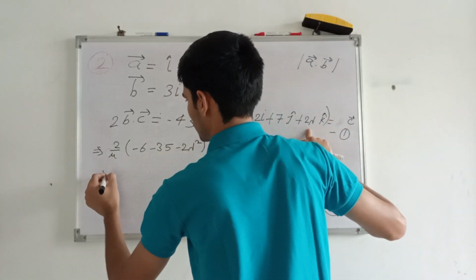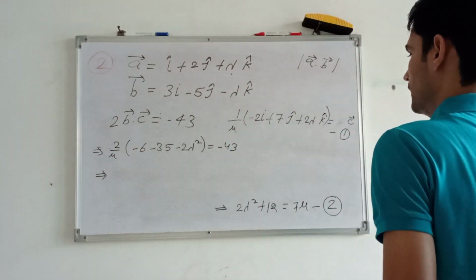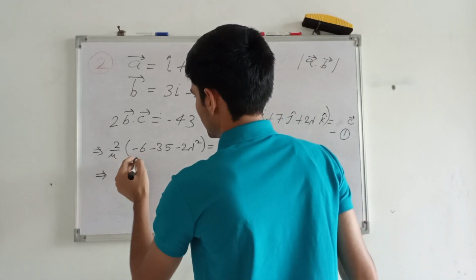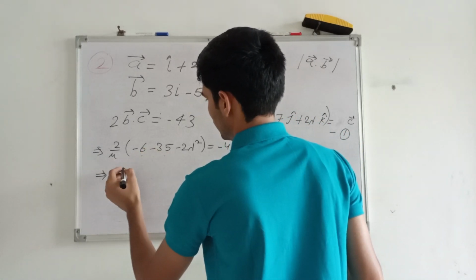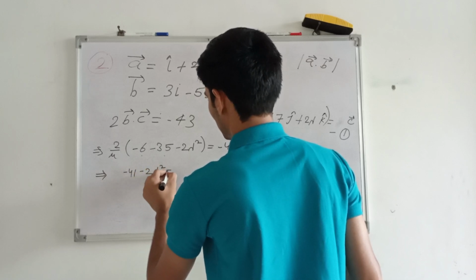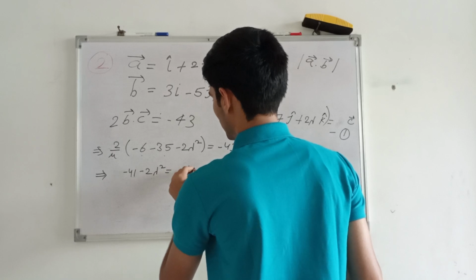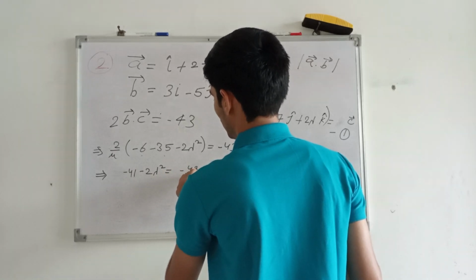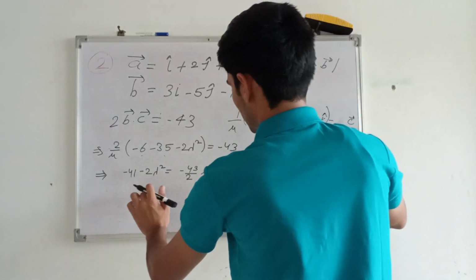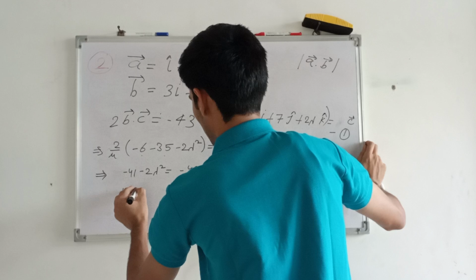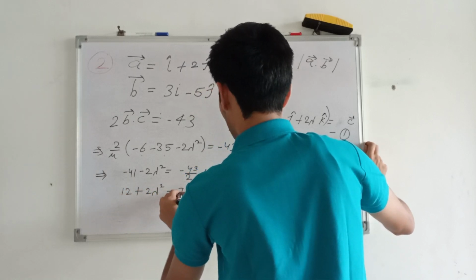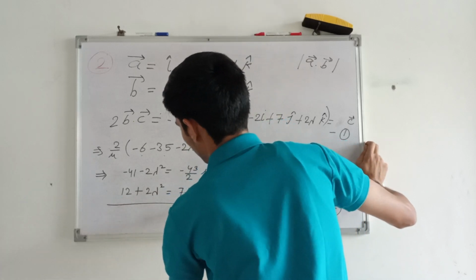Bring this 2 by mu to this side, what we will get? Minus 6 minus 35 will become minus 41, minus 2 lambda square is equal to minus 43 by 2 mu. So we have these two equations. Write this equation here. We will get 12 plus 2 lambda square is equal to 7 mu. Add both these equations.